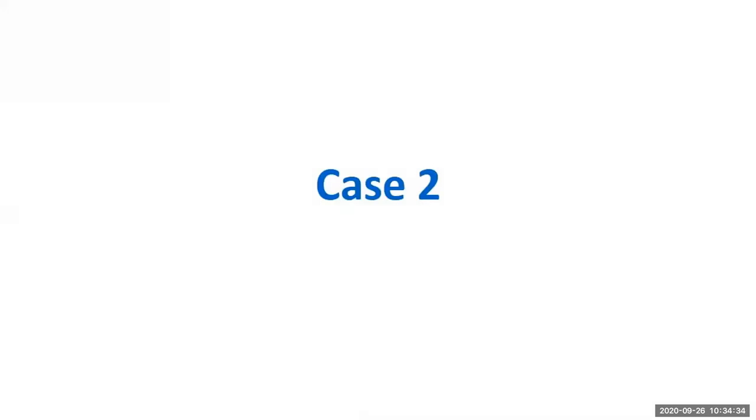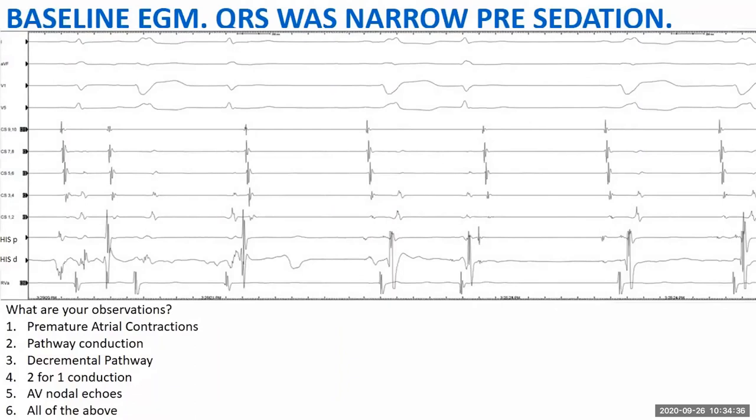Case 2. This is a baseline EGM of a patient who had broad complex tachycardia. His baseline ECG QRS was narrow pre-sedation. However, post-sedation it had this appearance. What are your observations? 1. Premature atrial contraction. 2. Pathway conduction. 3. Decremental pathway properties. 4. 2-for-1 conduction. 5. AV nodal echoes. And 6. All of the above.